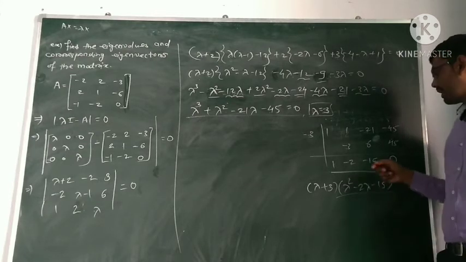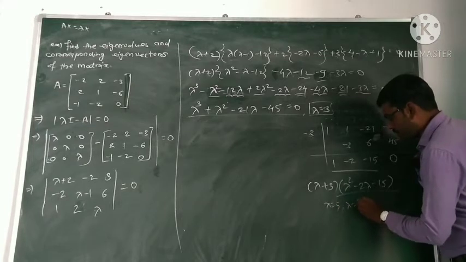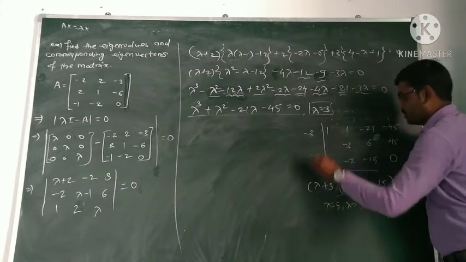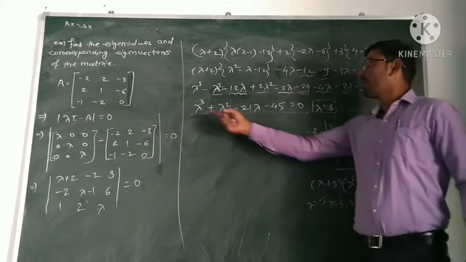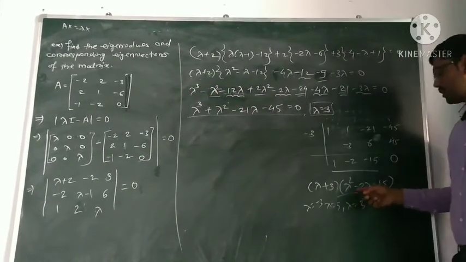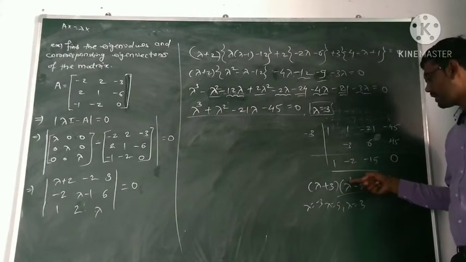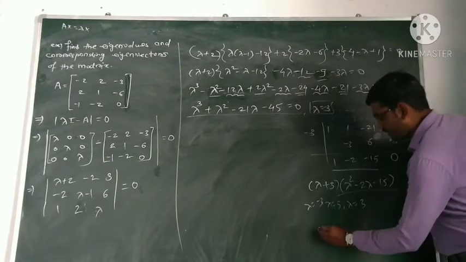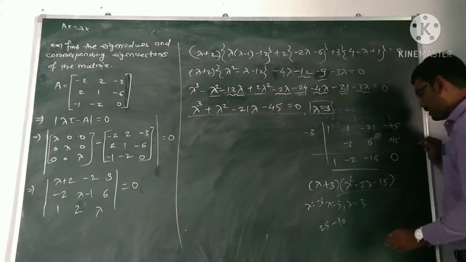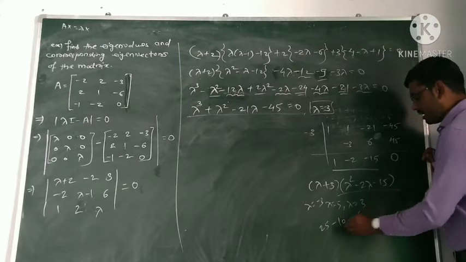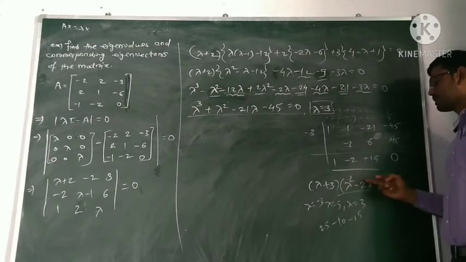Okay. You will get lambda is equal to 5 and lambda is equal to minus 3, and this lambda is again equal to minus 3. So these are the three eigenvalues of this matrix. You can verify that 5 is a root by putting 5. 5 square is 25. 25 minus 2 into 5, that is 10, minus 15 as it is. 25 minus 10 is 15, 15 minus 15 is 0. You can again check that minus 3 is also a root.